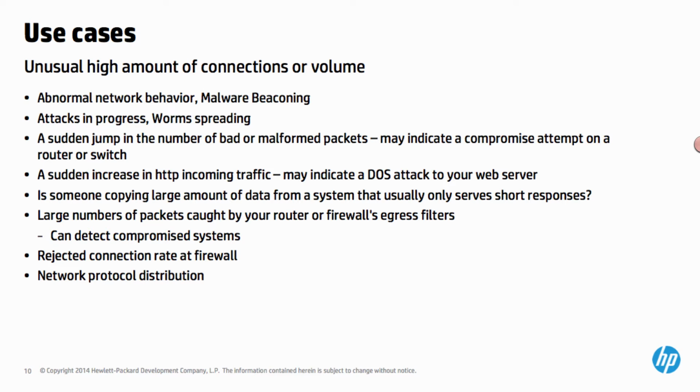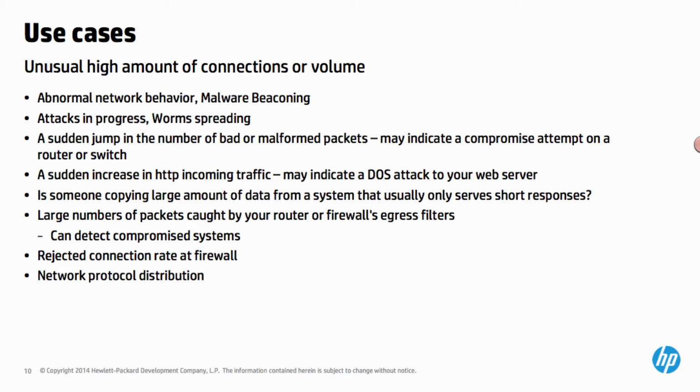A sudden jump in bad or malformed packets could indicate that there's a compromise within your router and switch environment. A sudden increase in HTTP inbound traffic to your website? Well, that might give you an indicator of an early part of a denial of service attack against your website. Or is somebody copying a large amount of data from a system when those services only see very limited volumes of data on short transactions?